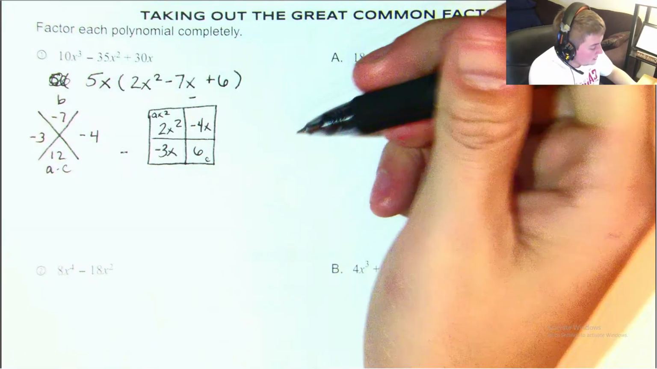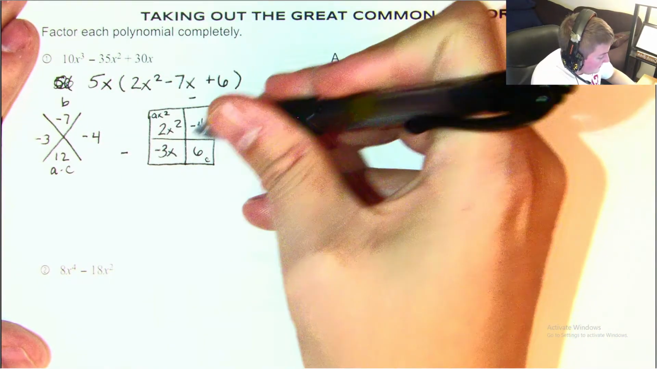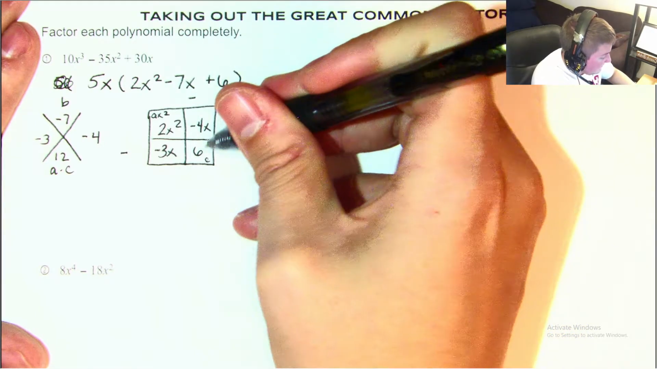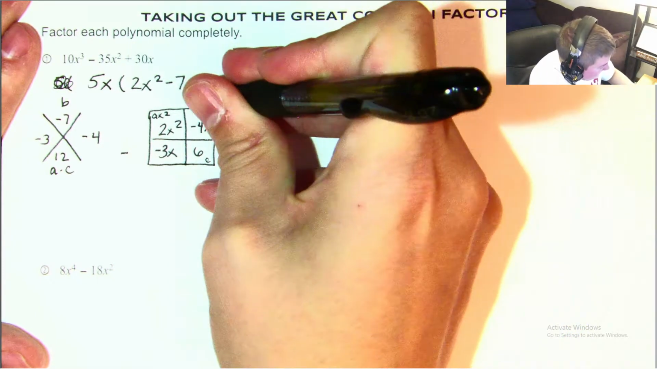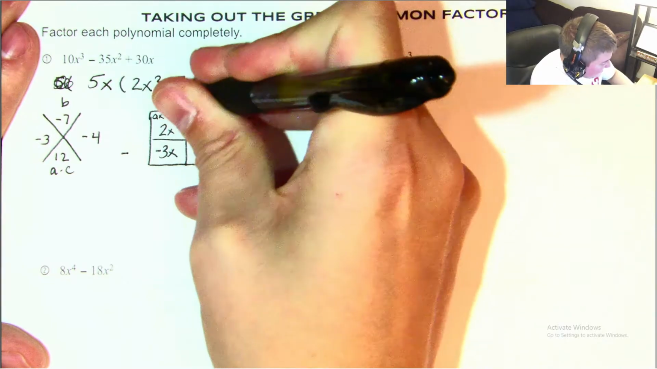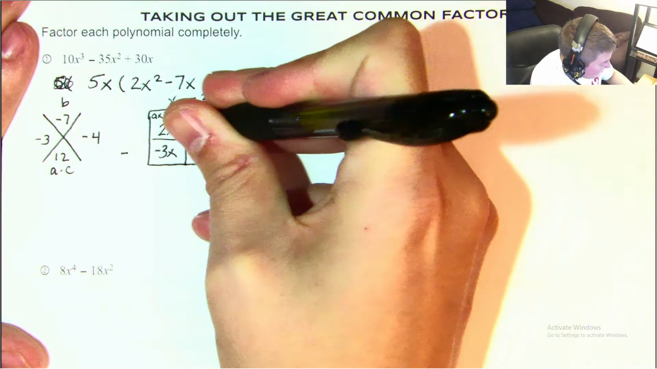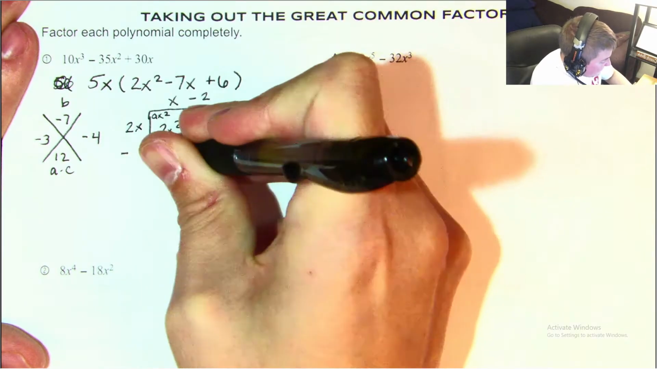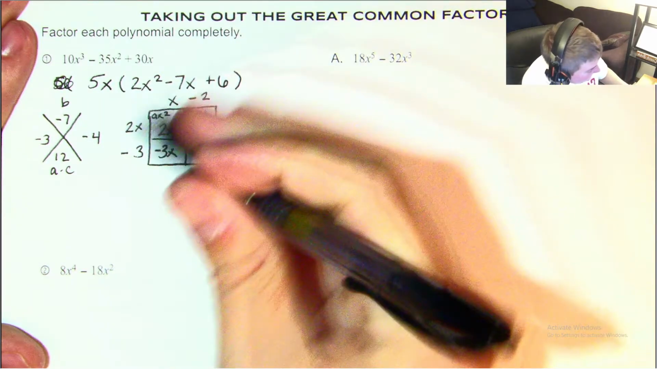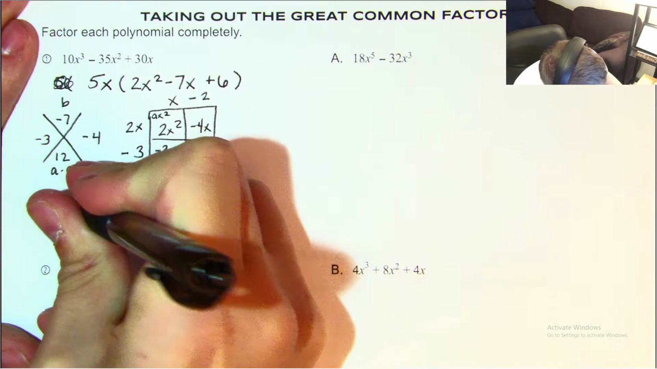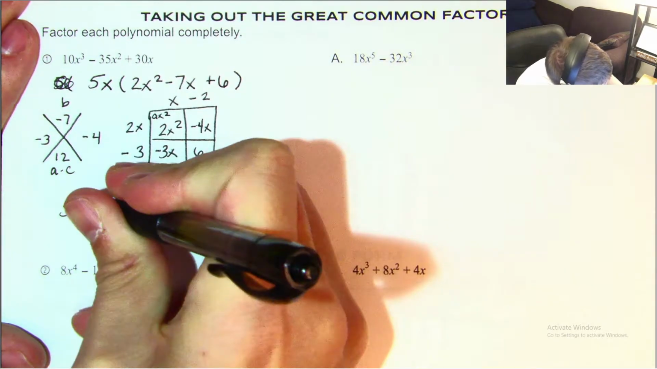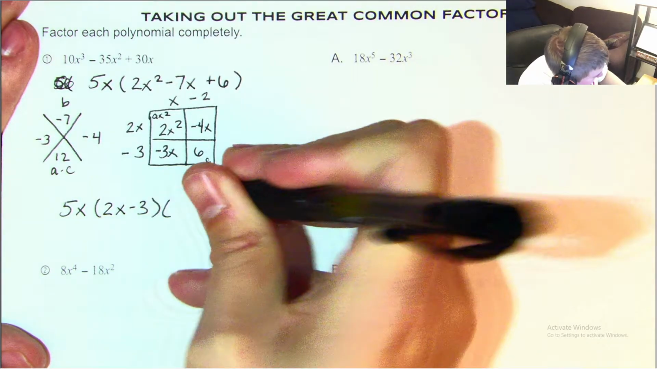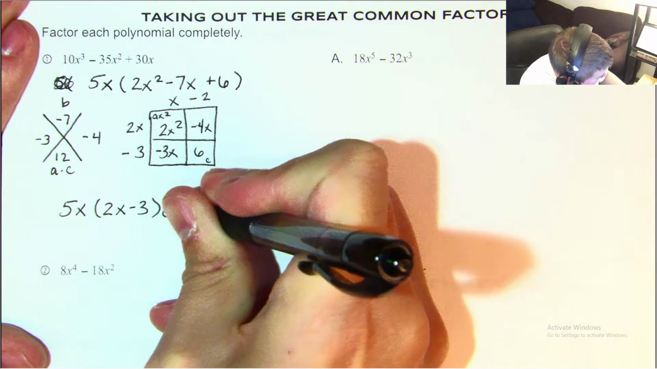Okay, so what's the greatest? Then I start taking greatest common factor out horizontally and vertically. Greatest common factor here is 2. Greatest common factor here is x. Greatest common factor here is 2 and an x. Greatest common factor here is 3. So what does this factor into? This factors into 5x times 2x minus 3 times x minus 2.